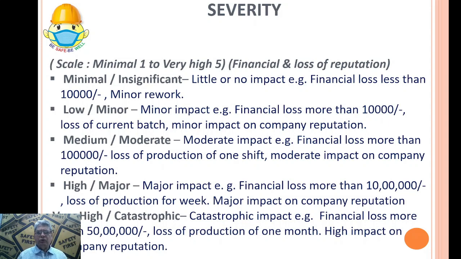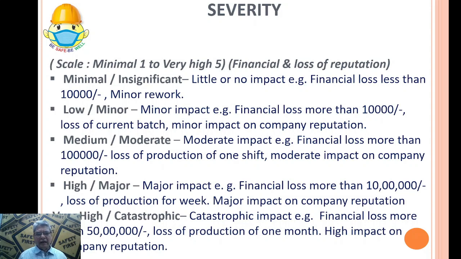In the last slide we looked into injuries and illness, but there is damage to property also. There may be a loss of reputation and loss of property in terms of money, rupees. So again, value 1 to minimal and insignificant, that is little or no impact, for example financial loss less than 10,000, a minor rework. The value 2 to low and minor: minor impact, that is financial loss more than 10,000, loss of current batch, minor impact on company reputation. Value 3 to medium and moderate: moderate impact, that means financial loss more than 1 lakh, loss of production of 1 shift, moderate impact on company reputation.